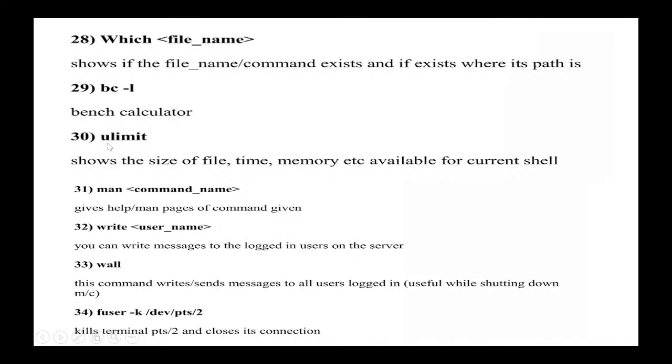The 30th is ulimit, which shows the size of file, time, memory, etc. available for the current shell. The 31st command is man command name, which gives the help man pages of the command given. And the 32nd one is write username, where you can write a message to the logged in users on the server. And wall writes and sends a message to all users logged in, useful while shutting down the machine.